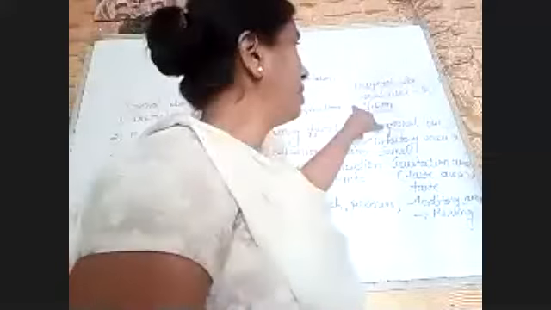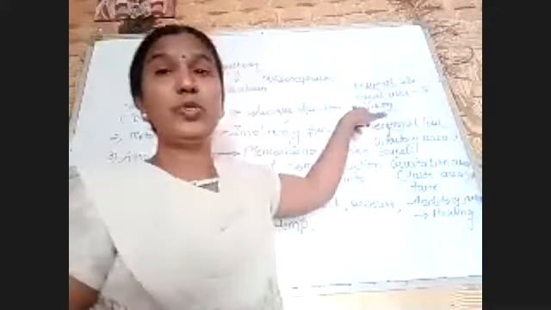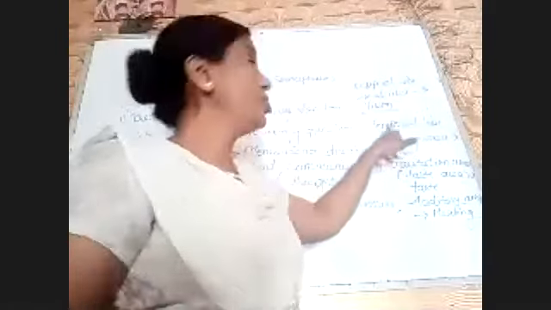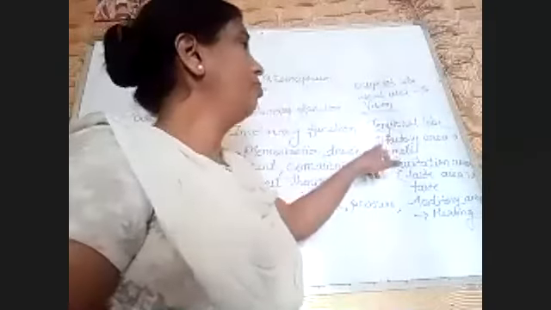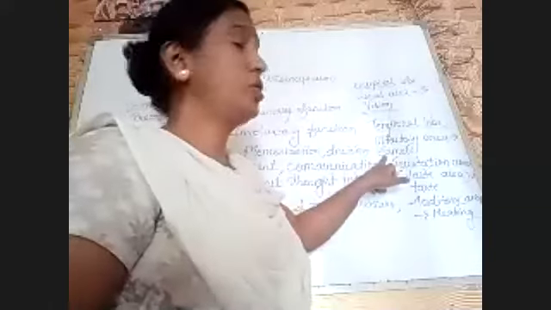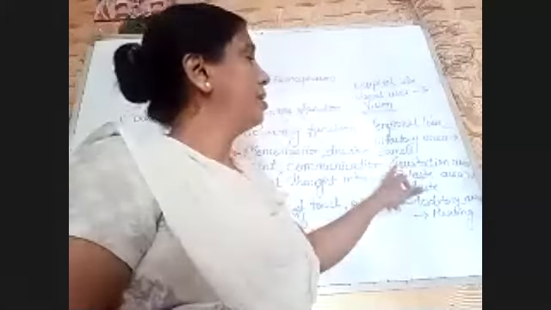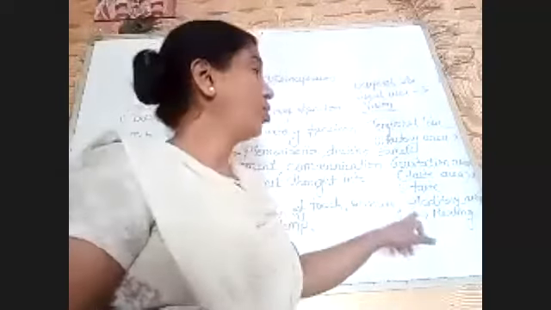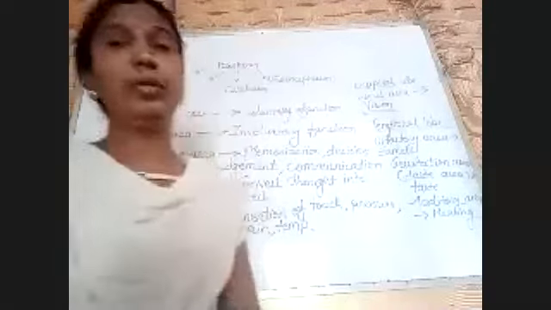The occipital lobe contains only one area, that is the visual area, which is responsible for sight or vision. Then the temporal lobe contains the olfactory area, which is responsible for smell, the gustation area, which is responsible for taste, and the auditory area, which is responsible for the ear.